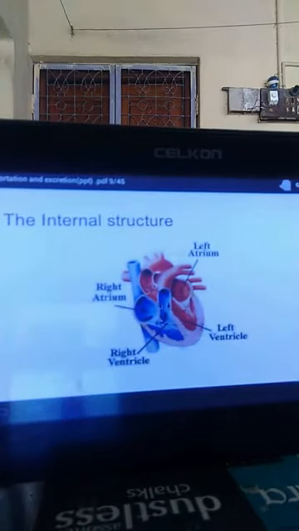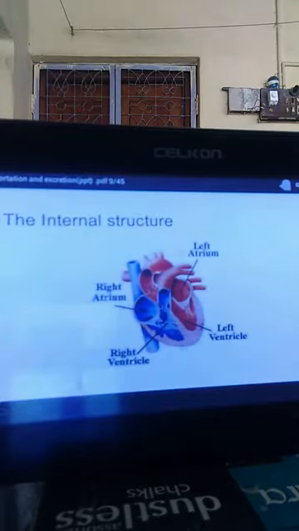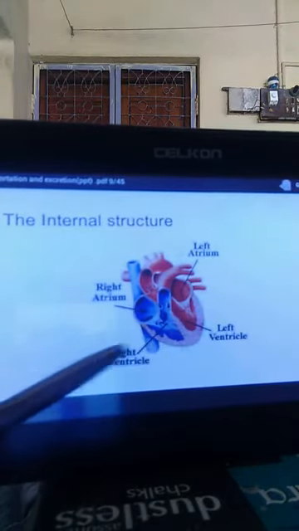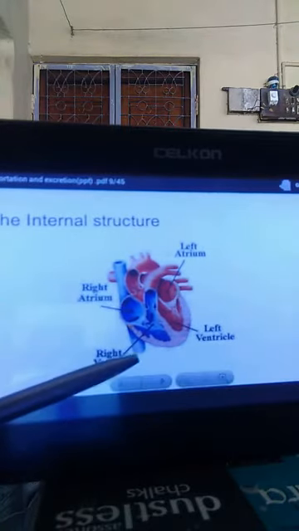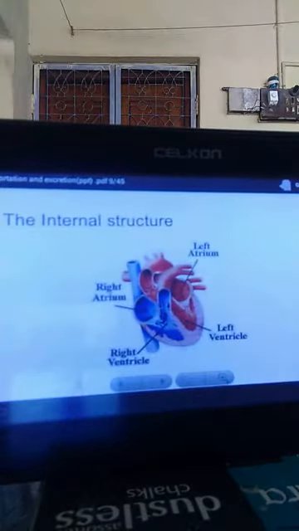I'll repeat again to avoid confusion. The upper two chambers are called auricles. The lower two chambers are called ventricles. Right side: right auricle, right ventricle. Left side: left auricle and left ventricle. So these are all four chambers of the heart.